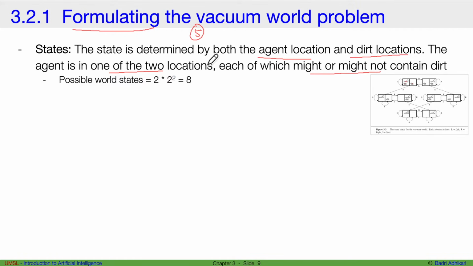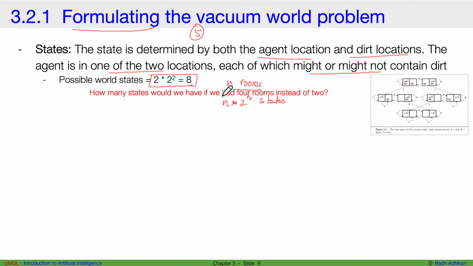The agent is in one of the two locations, each of which might or might not contain dirt. In other words, the number of 8 possible states that we obtained is obtained using this formula, 2 times 2 to the power 2. In general, if we have n rooms, then this formula for calculating the possible states becomes n times 2 to the power n possible states. So if we had 4 rooms, then the number of states would be 4 times 2 to the power 4.